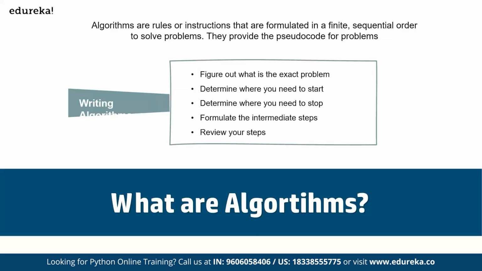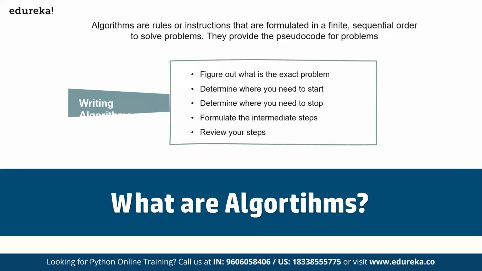There are no distinct rules to formulate algorithms, but we need to keep the following pointers in mind, as we can see on the screen. First of all, we have to figure out what exactly the problem is. Then we have to determine where exactly we need to start, and then we have to think about where we need to stop as well, because starting and stopping both are required. Then we have to formulate the steps which are going to be performed as part of the response, and then we have to review our steps as well.